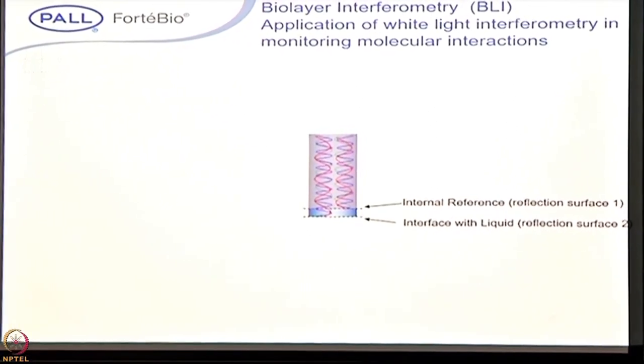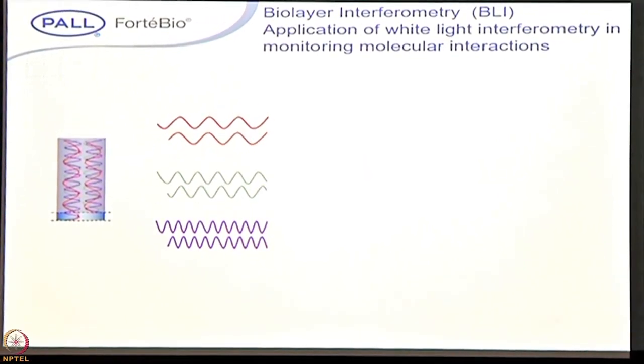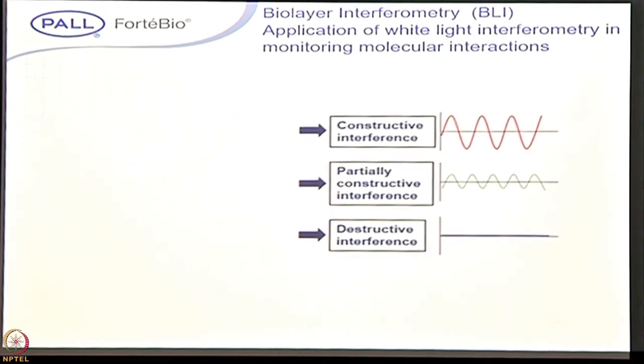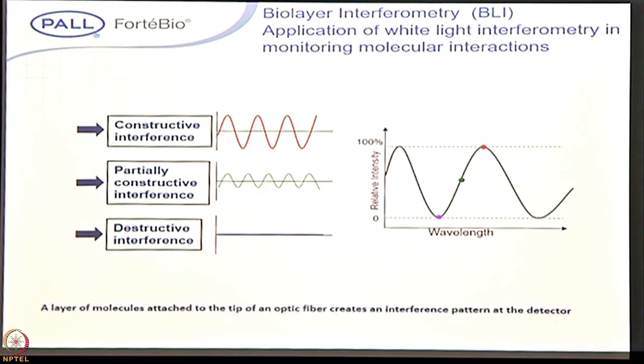Then I dip it into the well containing buffer. If you look at all of this, we have different amplitudes, constructive interference and destructive interference. This is what we plot, relative intensity versus wavelength. Where the waves get superimposed with a higher amplitude, you can see the amplitude increased. Where they are partially superimposed, you see this kind of pattern, and with destructive interference, the signal is completely cancelled.